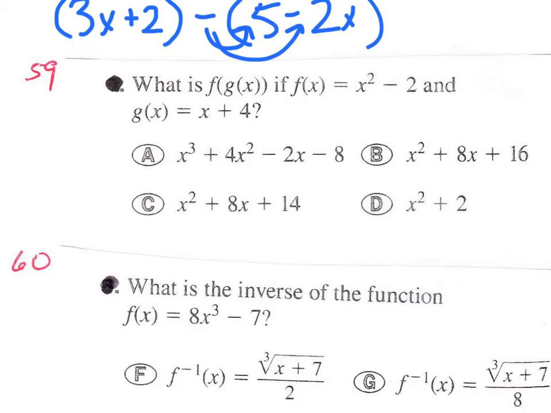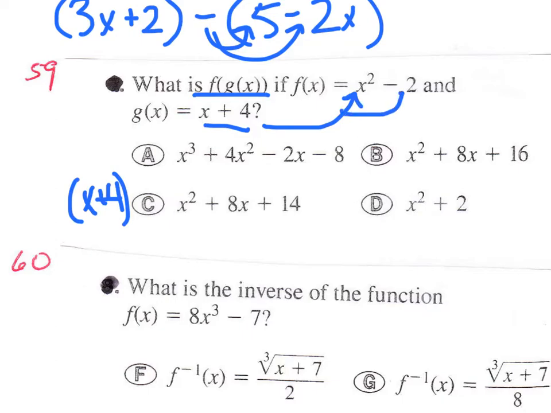Number 59, same concept. We've got two functions here. It's just they've written it out a little bit differently. So start from the middle out. You're going to take x plus 4 for g, and then it's going to be multiplied by, everywhere you see the g function, you're going to plug this in for the x. Oops, I don't need that. There we go. So instead of x squared minus 2, you're going to have x plus 4.